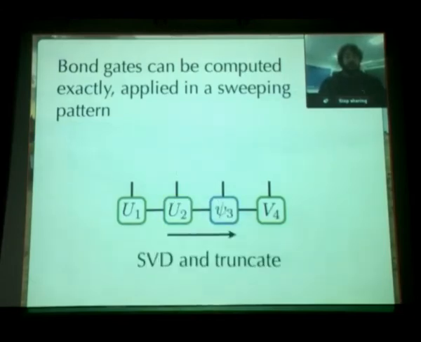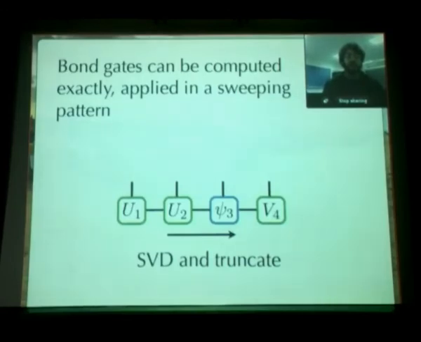at that point you have the option of moving what we call the orthogonality center, this location of these amplitudes. You can move it to a nearby site. And you can ignore all the other sites because they're unitary, and you can just apply the gate locally near where these amplitudes are located.